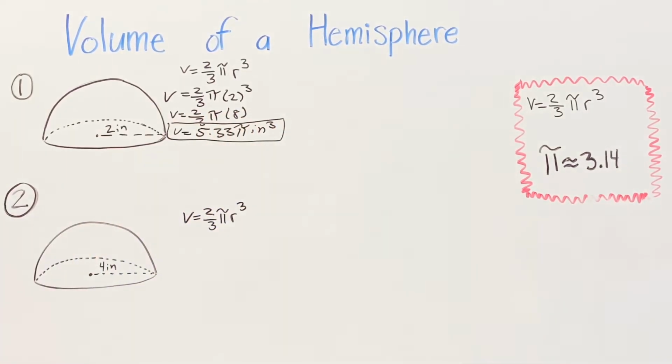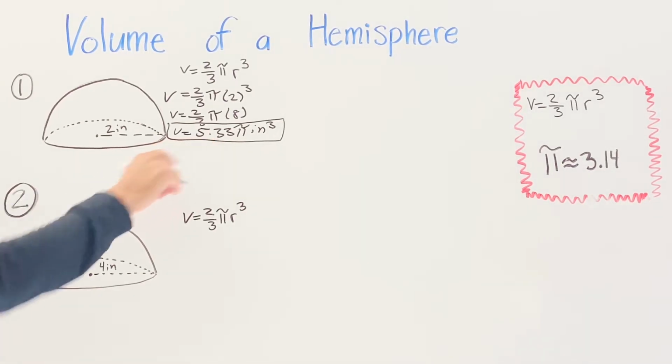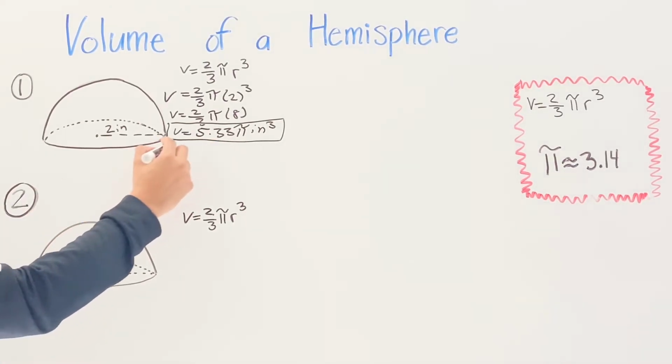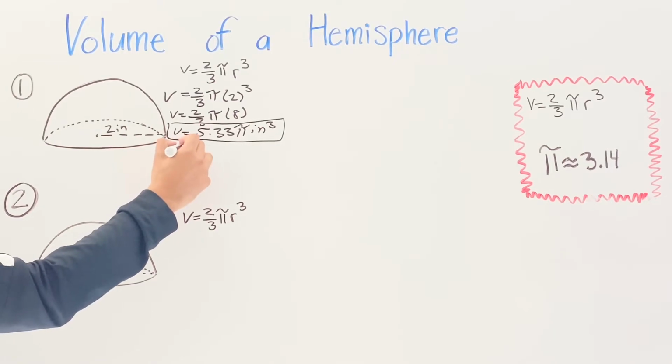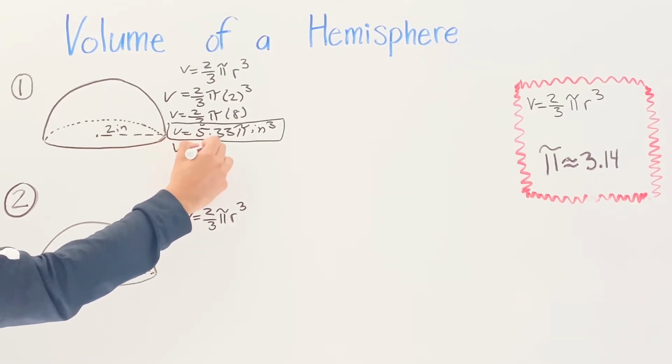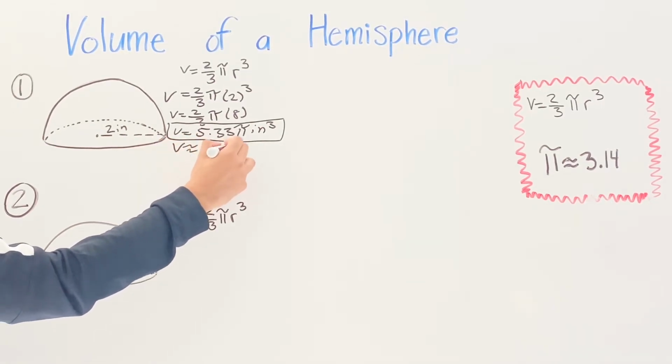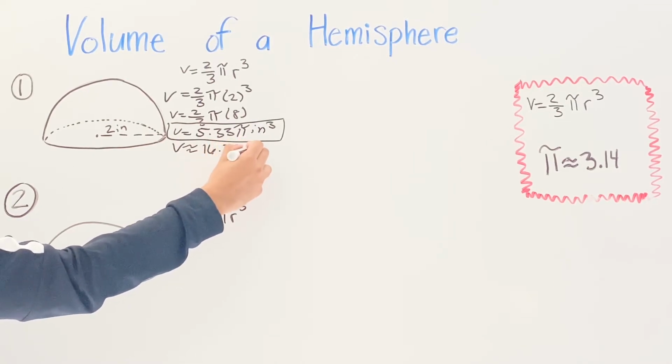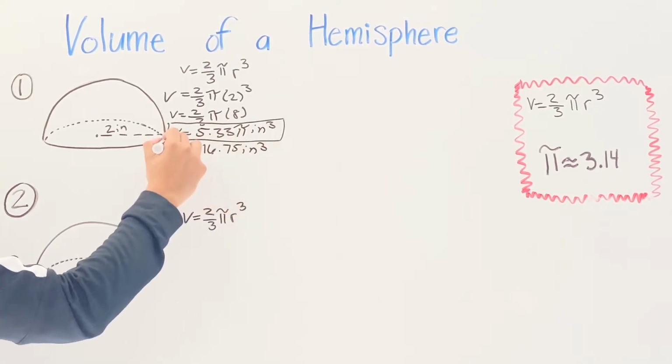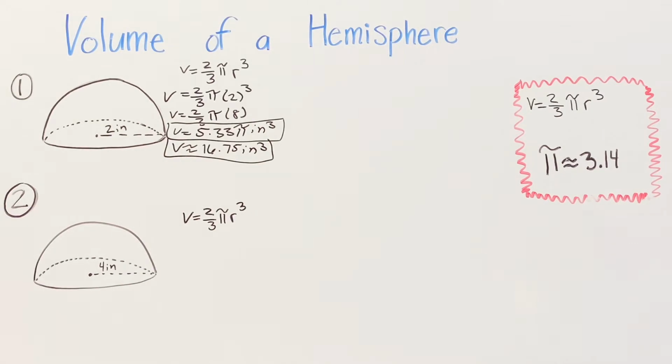Now, if your teacher doesn't want you to leave your answer as pi, go ahead and solve 5.33 times pi, which is 3.14. We have V is going to be about 16.75 inches cubed.